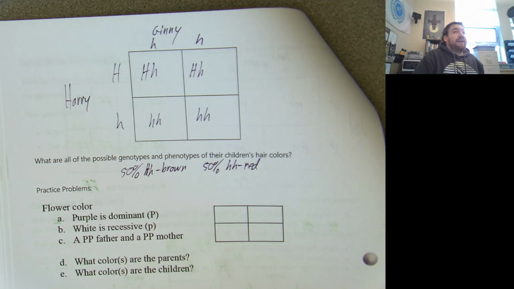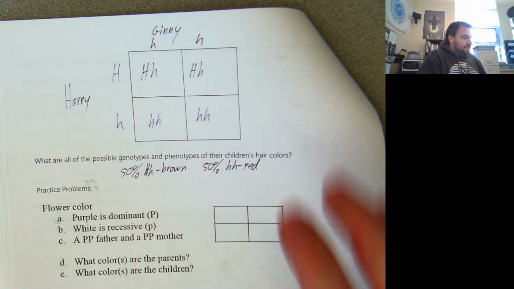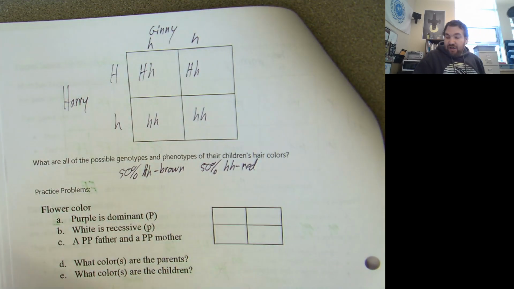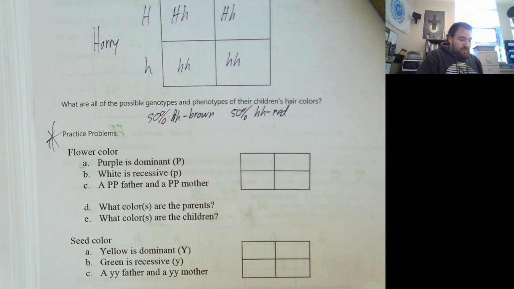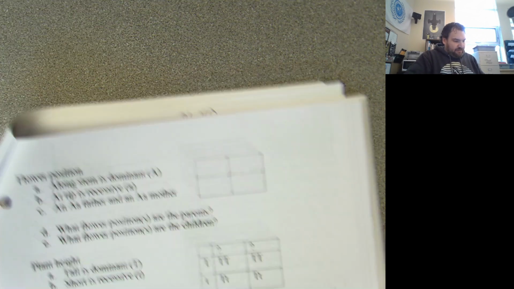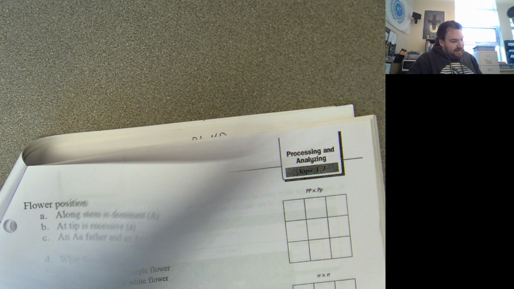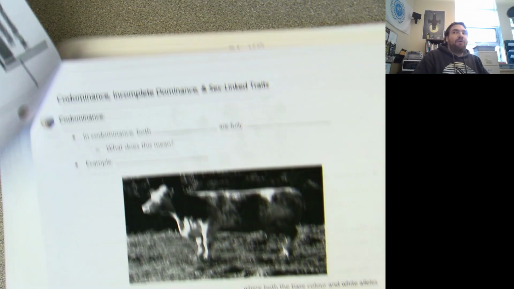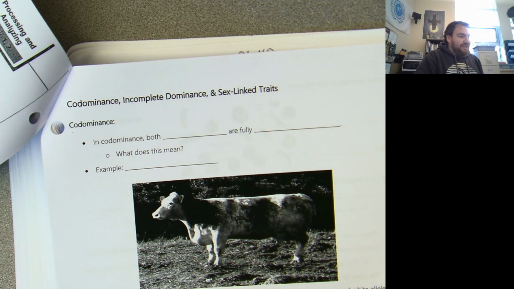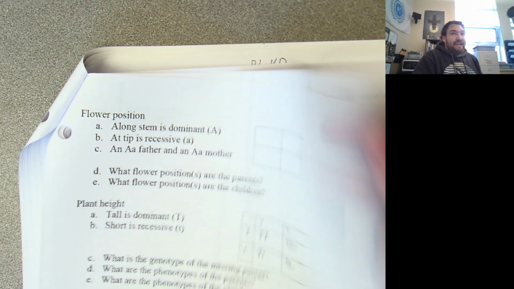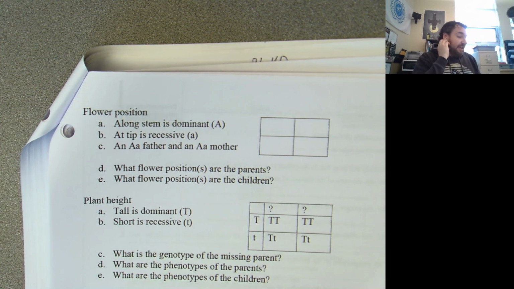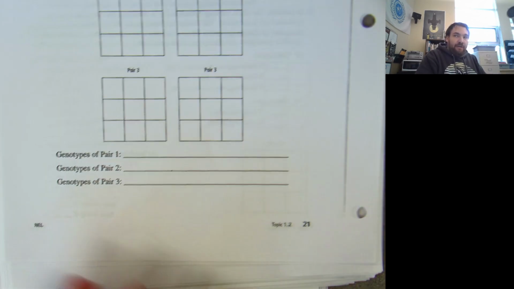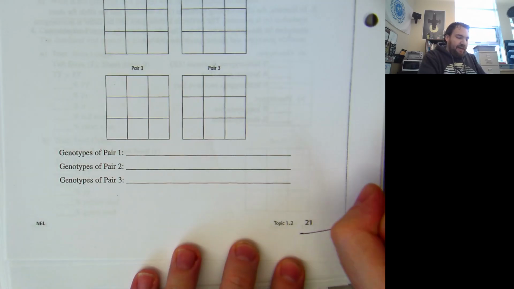Okay, so I'm going to give you some practice problems using these Punnett squares. Starting here with flower color, I want you guys to go all the way to, there's a page here with a cow on it. That's where the next notes start. You got about 35 minutes, so a lot of time. I want you guys to take it all the way to the bottom of page 21. This is where I want you to end.